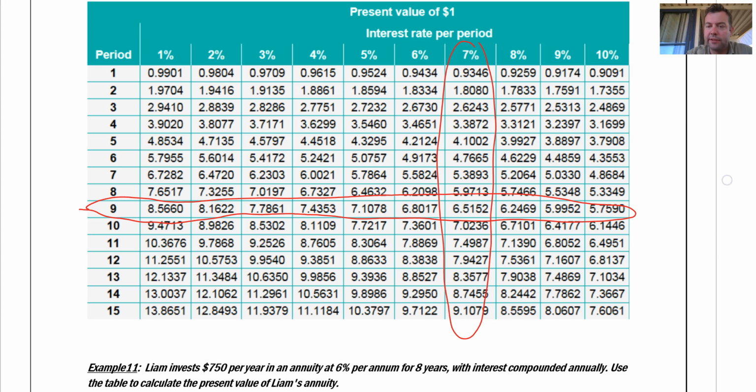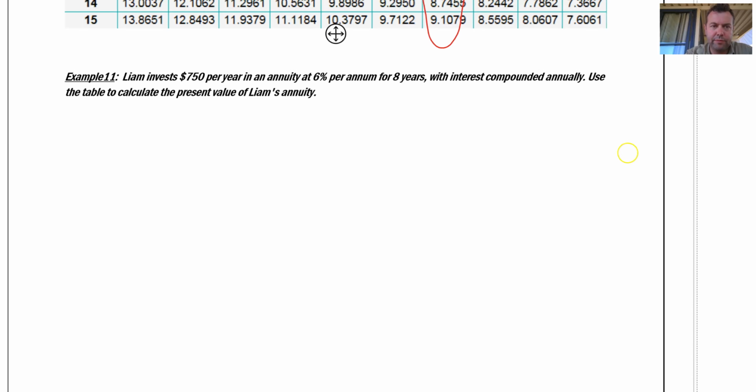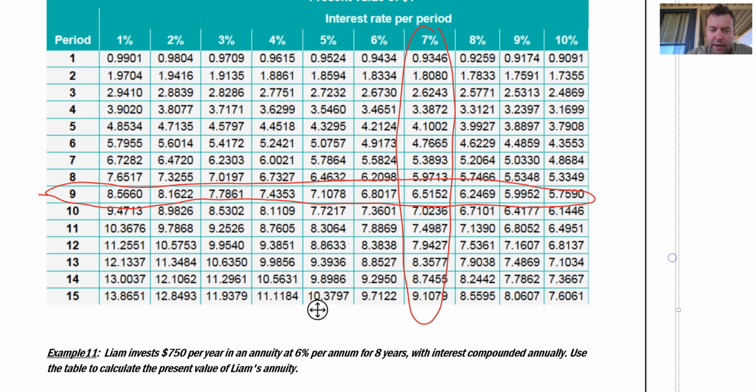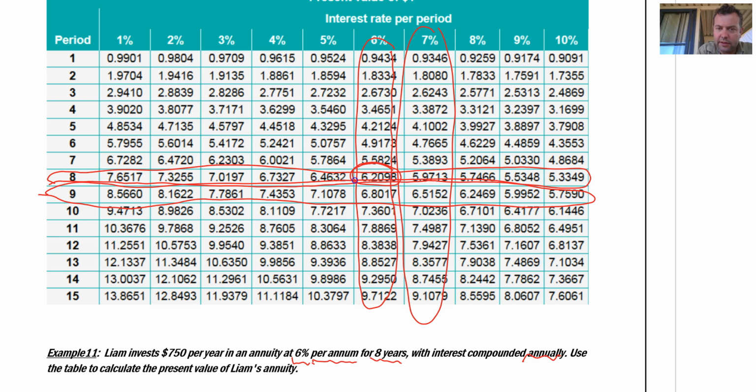So let's look at a written example here. Read carefully. We're going to need to use this table, of course. Now, 6% per annum, 8 years, compounding annually. Those are the important things that we need to highlight here. So 6%, this column this time, 6% per annum for 8 years. There's that one, okay. So that's the 6.2098. That's the figure that I need here.